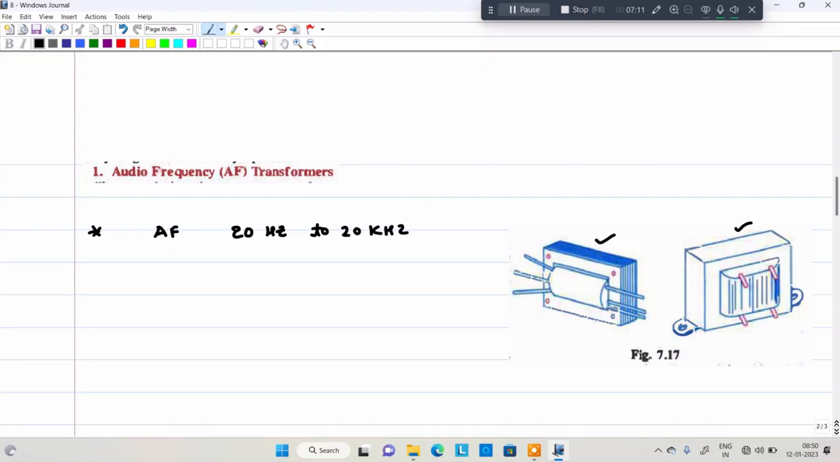In this particular frequency range it operates, and it is also laminated to reduce the eddy current losses. The audio frequency transformer is also laminated. What are the applications of this audio frequency transformer? They are primarily used for impedance matching.